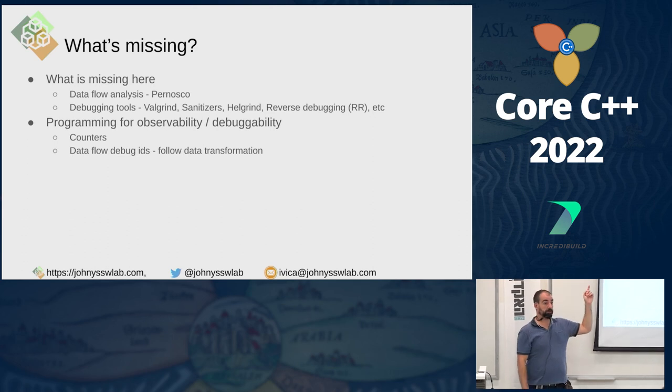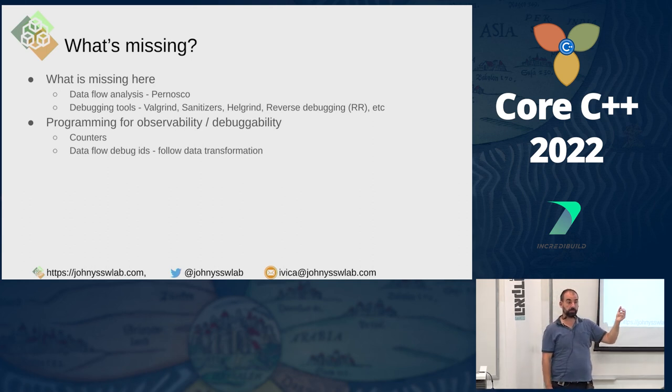Then we didn't talk about debugging tools. You have Valgrind, you have various sanitizers. These are used to catch memory corruptions, stack corruptions, that kind of stuff. You have Helgrind, which is used to detect thread races.